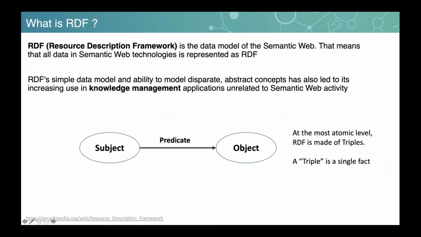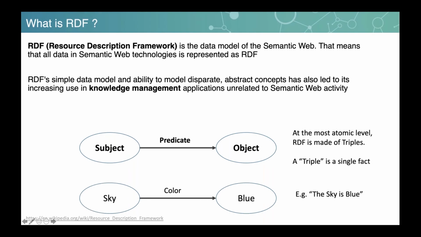All right, so what is RDF? RDF stands for Resource Description Framework, and it's really the data model of the Semantic Web. And that means that all data in the Semantic Web technologies are represented in RDF. So everything is represented as a triple. It's a single fact. And a triple is in the format of a subject, predicate, and object. And that's the most atomic level of data. So as a simple example, we can have sky, color, blue. This represents the sky is blue, a simple fact.